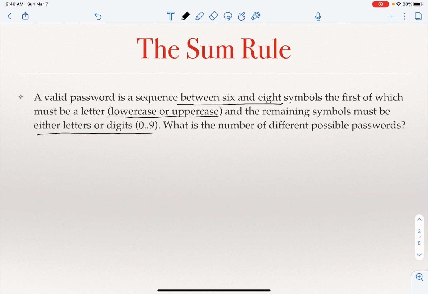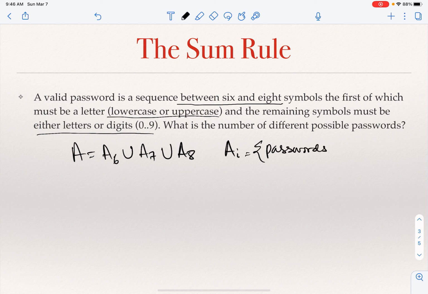Okay? So now, since the passwords can be of length between 6 and 8, and A is the set of all passwords, then I can write A as the union of three sets, A6, A7 and A8, where Ai is passwords of length i, right? Now look at these, they are three pairwise disjoint sets. There is no password whose length is 6 and 8 at the same time, or 6 and 7 at the same time. So these are really disjoint sets.